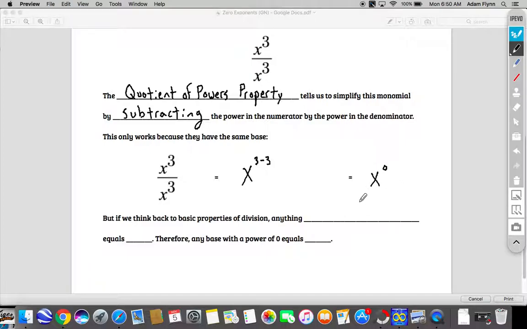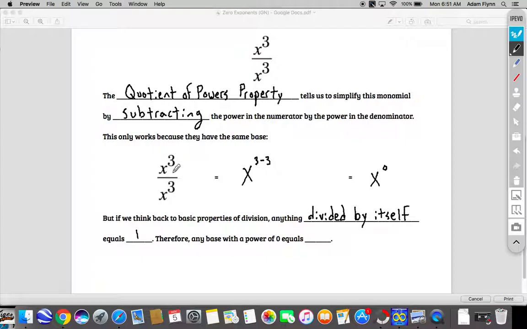But if we think back to basic properties of division, anything divided by itself equals 1. Okay, so if we had 2 divided by 2, since 2 is being divided by itself, that equals 1. If we had 100 divided by 100, we would get 1. Okay, same thing works here for monomials.